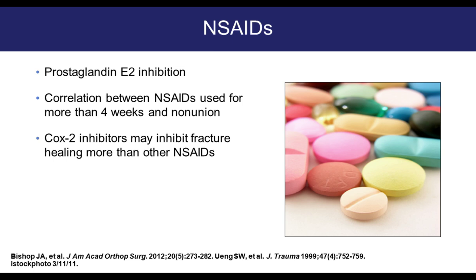I know NSAIDs have been a great concern for potentially influencing fracture healing. There's been some change in the pendulum recently on this, but I don't know that we know definitively if they're problematic or not. They impact prostaglandin E2 inhibition. There is a correlation between NSAIDs used for more than 4 weeks and non-union, and COX-2 inhibitors may inhibit fracture healing more than other NSAIDs. How does this compare to opioids? How does this compare between the different NSAIDs? I don't know that we know that.